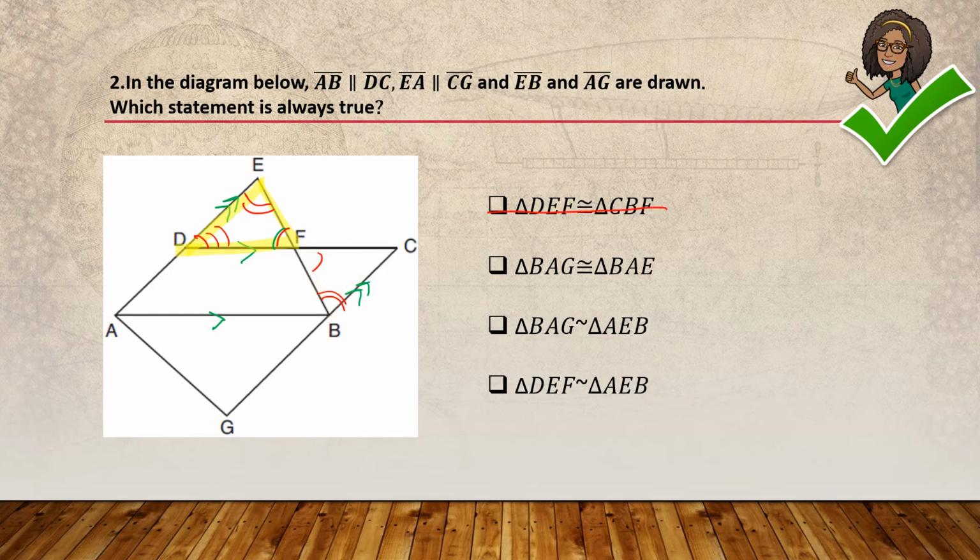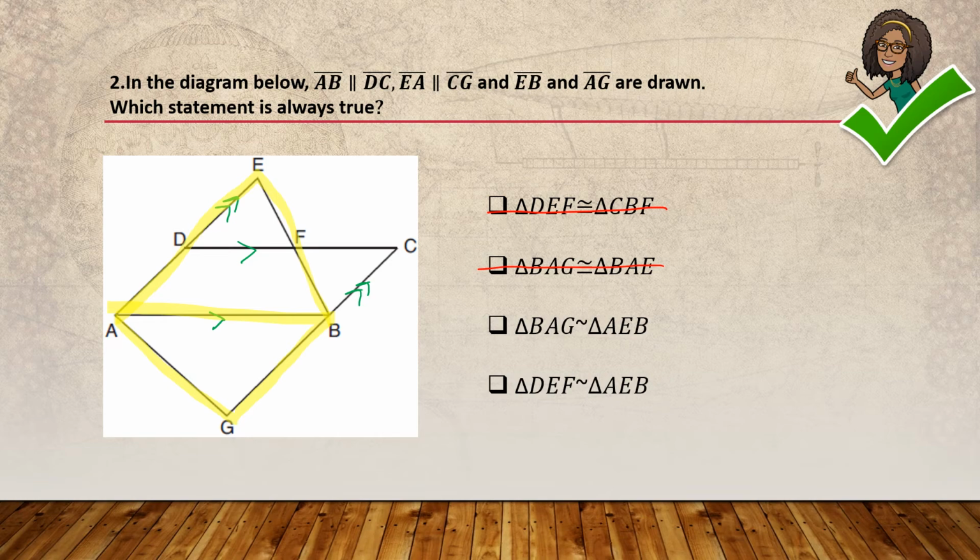So let's look at some other ones. Next one says we have triangle BAG and BAE, these two right here. Okay, so again, let's look at what we got. Based on the information that I have, I don't really have any information as far as congruency is concerned. Remember, for congruency we have to have some angles and sides that are shown, and we don't really have anything that we can say. So yeah, we're not going to mark this one as a possible answer.